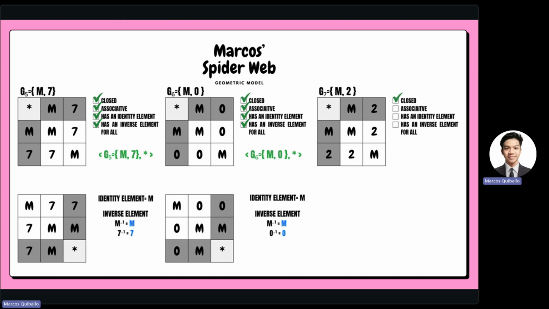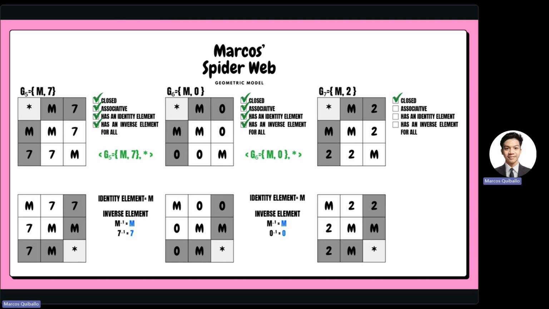So it is closed because all the outputs are in the set. It's also associative: by rotating 180 degrees, the resulting table is the same as the first table. It also has an identity element, which is M, and it has an inverse element for all. The inverse of M is M, the inverse of 2 is itself. So G7 is also a group.